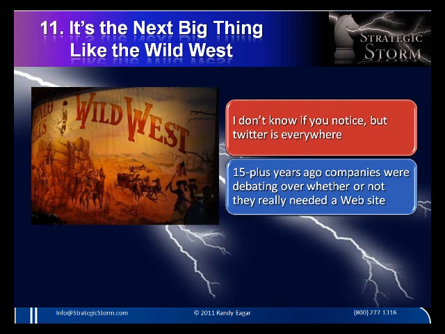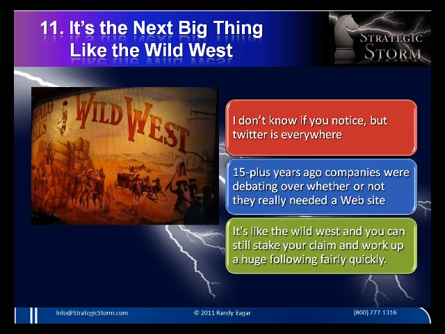If you're of a certain age, you'll remember about 15 plus years ago when companies were debating whether or not they really need a blog site. Do you think we really need this? Well, right now, we're still relatively early in the Twitter stages, but I can tell you right now that Twitter is going faster than web pages did or blog pages did when they first got introduced. It's like the Wild West, and you can still stake your claim and work up a huge following fairly quickly. Might it be a fad? Possibly, but I don't think so. Wait and see.